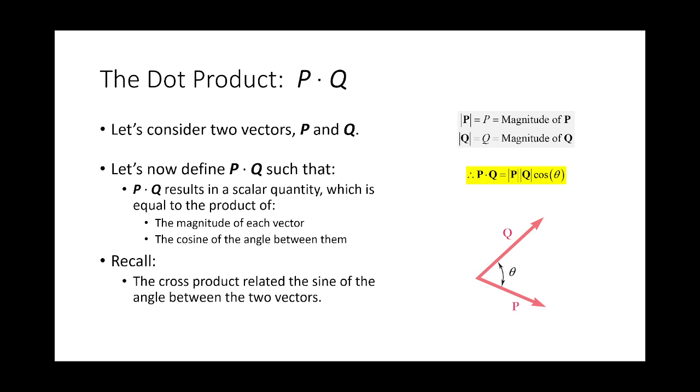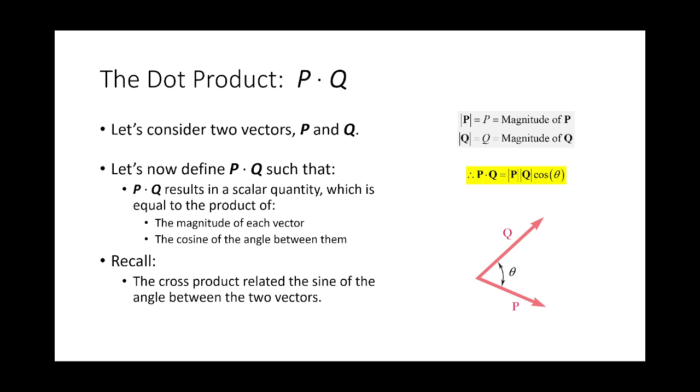Now with cross products, we had to worry about the magnitude and the direction, right? We had to define a vector product such that the magnitude and direction were clearly defined. Well, because we're looking at a scalar product, all we need to worry about is defining a dot product such that we want the scalar to be some value. So what do we want the scalar to be?